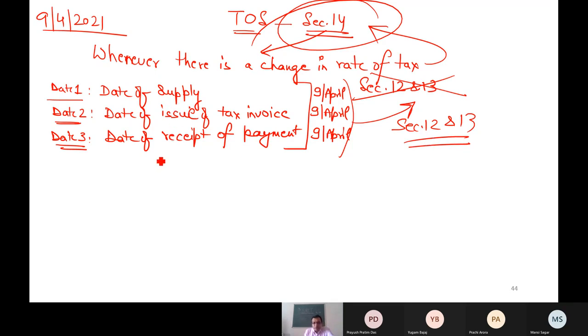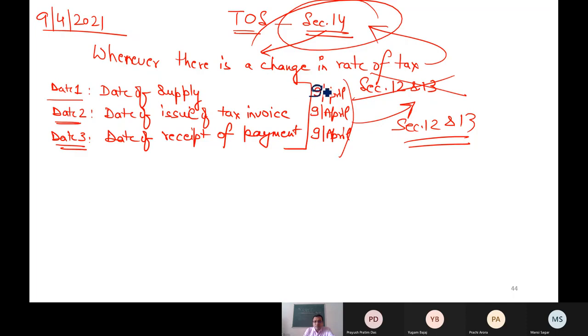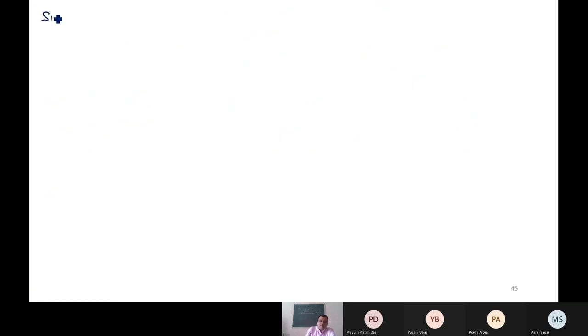But if these are different, if something is happening on 9th April, another thing is happening on 19th April, third thing is happening on 29th April, for example, 9th, 19, 29. Now, if these are different, then I will not apply section 12 and 13, then I need to check whether I can apply section 14 or not. Now, if supply is happening here, and change in tax rate is happening in between, then I will say that my situation is one where I will apply section 14.